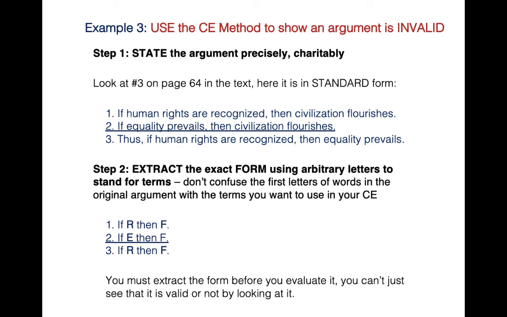So we extract the form. If R, then F. R is going to stand for human rights are recognized.